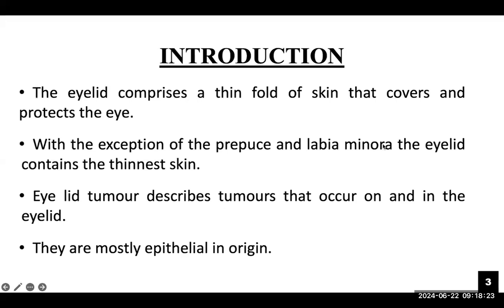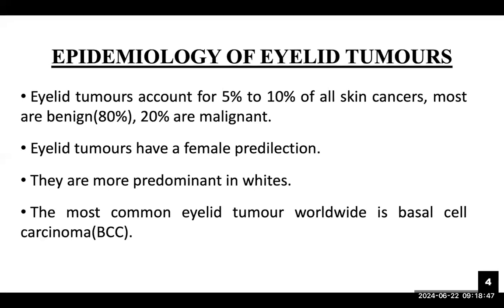Okay, so by way of introduction, the eyelid comprises a thin fold of skin that covers and protects the eye. With the exception of the prepuce and labia minora, the eyelid contains the thinnest skin. Eyelid tumors describe tumors that occur in or on the lid, and they are mostly epithelial in origin. Now, eyelid tumors account for 5 to 10% of all skin cancers. Most are benign, about 80%. The remaining 20% are malignant. Eyelid tumors have a female predilection and are more predominant in whites. The most common eyelid tumor worldwide is basal cell carcinoma.